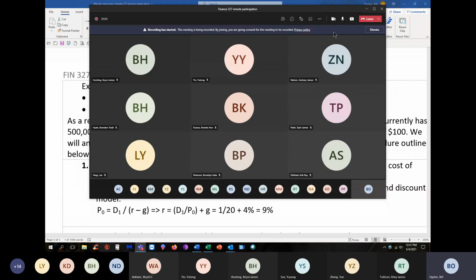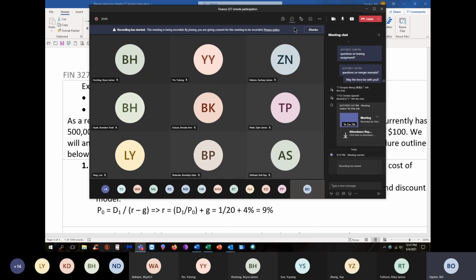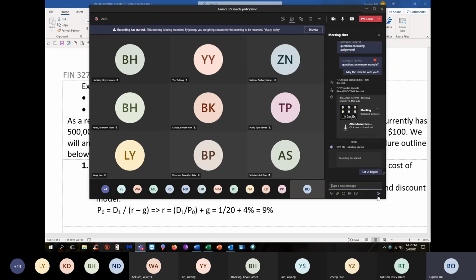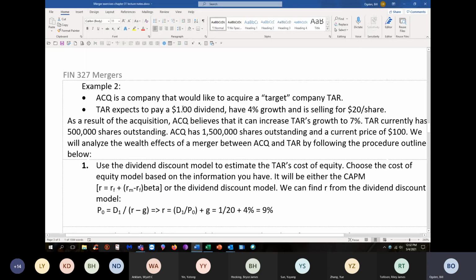All right, I think we can get started. Let me open my chat box up first. All right, I have another example, another merger example, and we'll start that. So I'll put this down. All right, here's what we know about it.